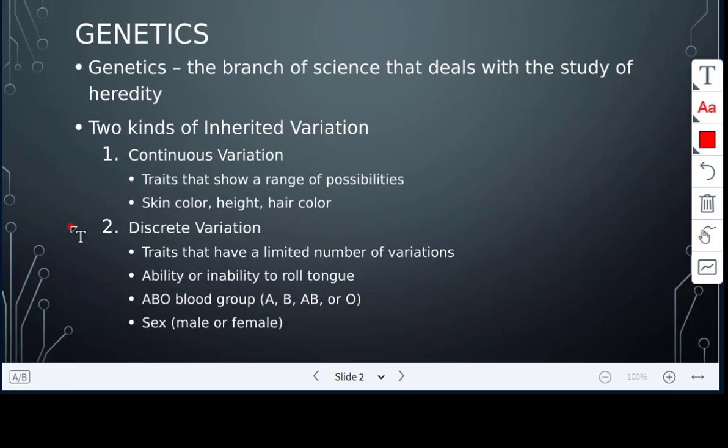And then discrete variation was those kinds of traits that have a limited number of variations. You either have it or you don't. So one example we talked about was being able to roll your tongue. You can either roll it or you can't. Another example of discrete variation is blood group. You can be A, B, or the O blood group. Another one is your biological sex, which would be either male or female.